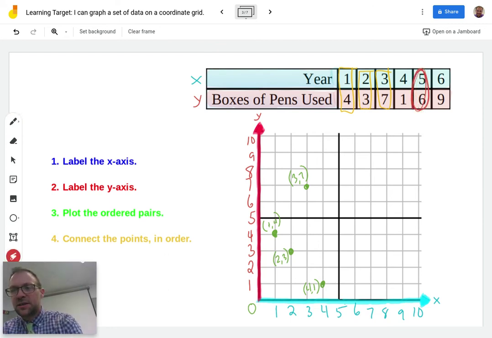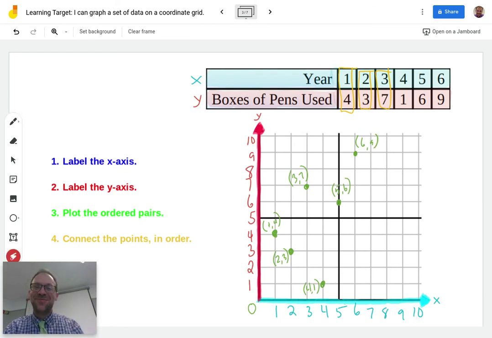Okay, our second to last ordered pair is 5, 6. So we'll go over to 5 and up to 6. There we go. And we're going to label it 5, 6. And our last ordered pair in this set of data is 6, 9. So we'll go over to 6 and up to 9 right there. And we'll put a point and we'll label it 6, 9.